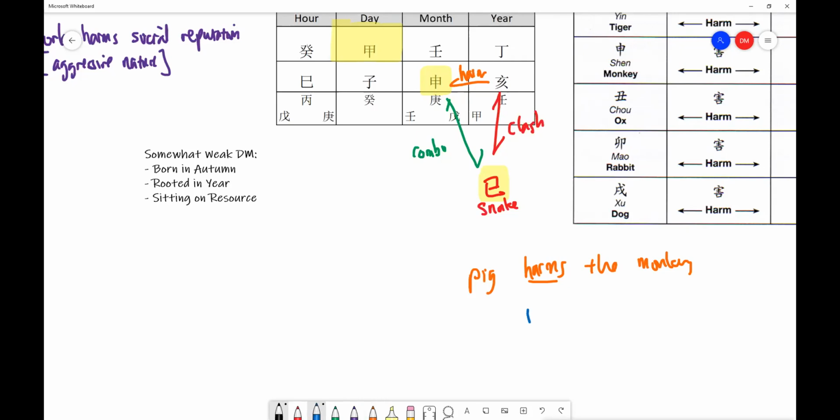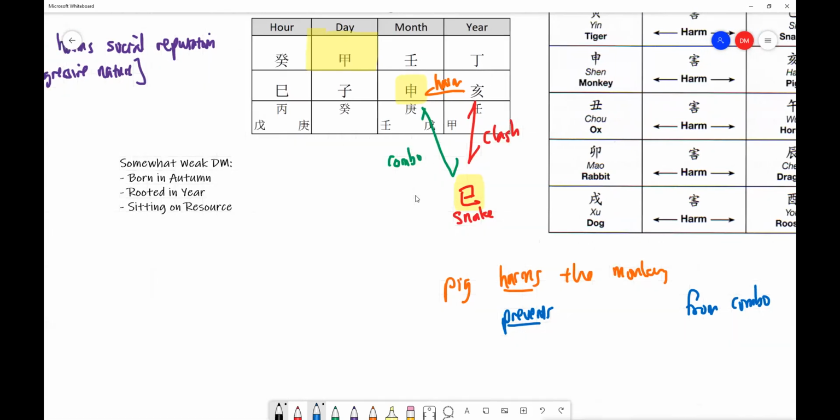Because it is the pig now that prevents the monkey from combining. Therefore, now the pig harms the monkey. The pig prevents the monkey from combining with the snake. That's what the harm does. So this is where I harm you or you harm me. But now, as you see, it will be the social environment that harms.